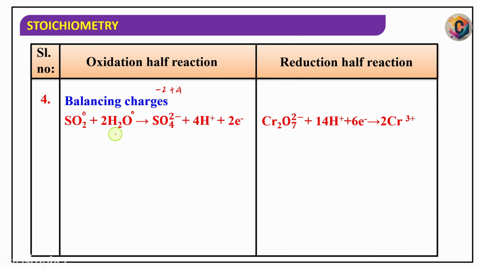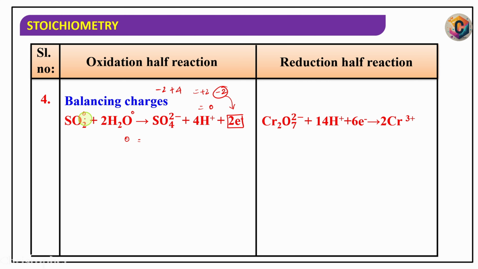Now, on the left hand side, the total charge is 0. Then I need to make the right hand side total charge also 0. When you add it, you get +2, but I need to get 0. So I have to use -2 on the right hand side, so that plus 2 and minus 2 become 0. To have minus 2, I'm going to introduce 2 electrons. Clear? So I'm balancing the charges on both sides.